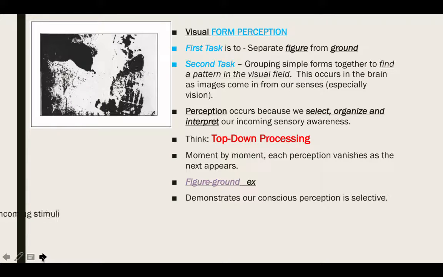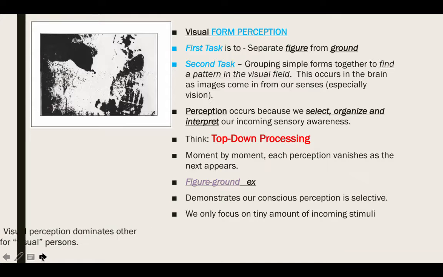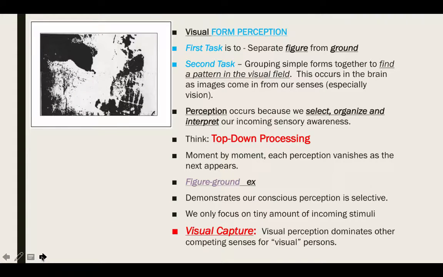And you remember that from our previous unit. And it also shows we only focus on a really small amount of information coming in from our eyes or other senses at a time. And one term you want to be able to identify is something called visual capture.